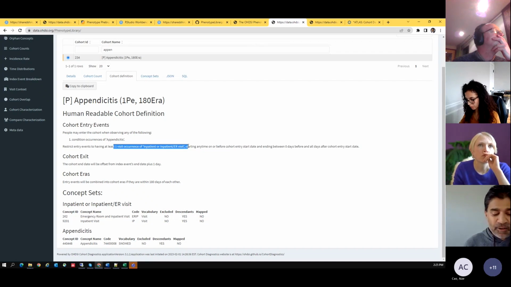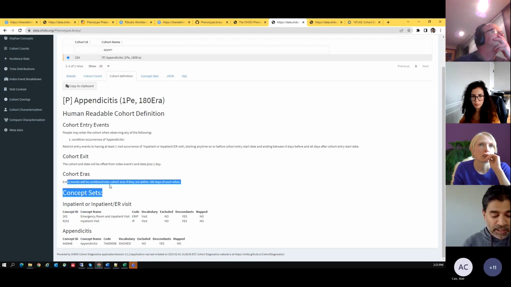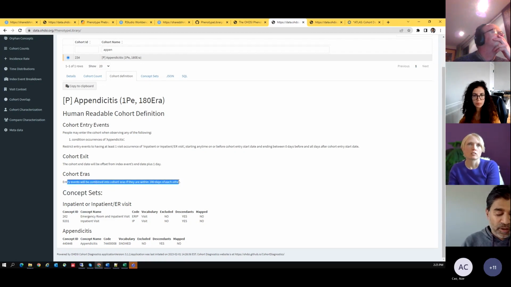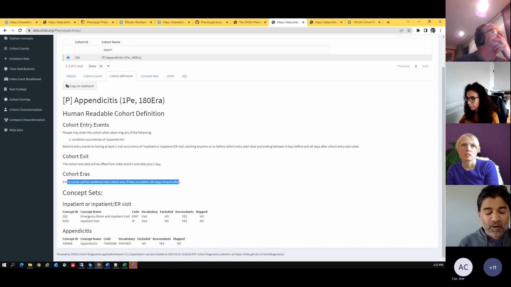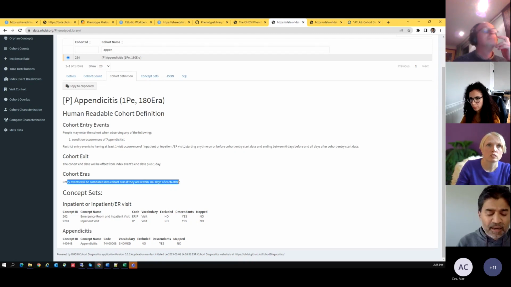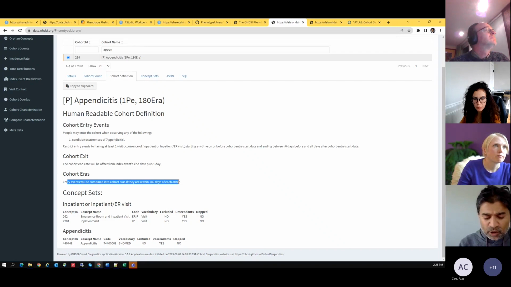And that's it. Now, if a person has a second code of appendicitis within 180 days, I'm assuming that it was part of the previous appendicitis episode, and I'm just going to stitch them together into a continuous era, so that I do not double count people. So if somebody has appendicitis today and they resolve, but 2 weeks later they come back, I would assume that it is part of the same appendicitis that just did not heal completely.